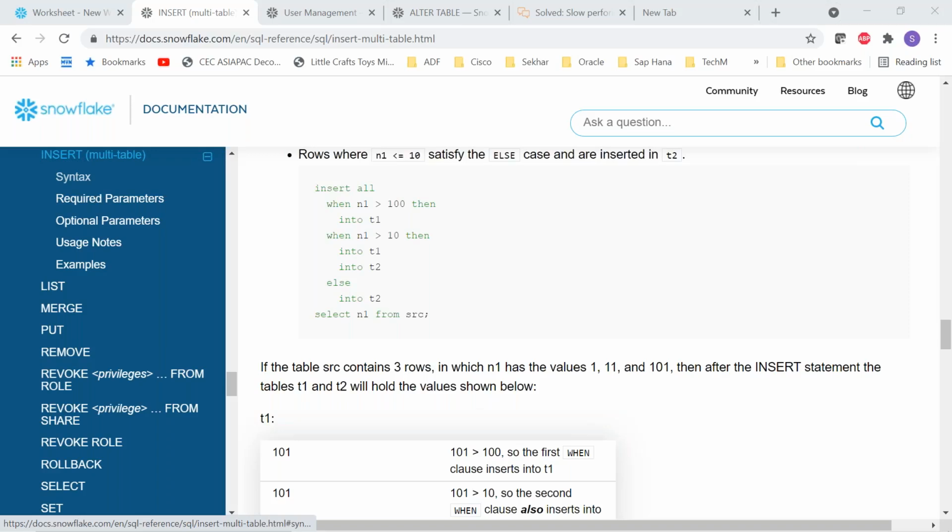So the object level will not override the account level one, right? That's what you mean to say? No, no, yeah, you can override. Account level is 1 day, object level can be 7 days, object level can be 30 days. You go and alter the table and give data retention time in days equal to 30 days. Then it takes 30 days.